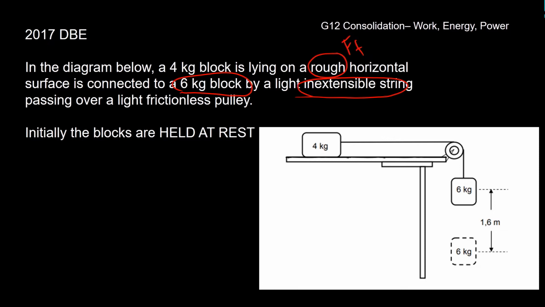And it's passing over a light frictionless pulley. So friction on this pulley is going to be ignored. Initially, the blocks are held at rest. That's important information. It means that the initial speed of this 4 kilogram block is 0, and the initial speed or velocity of the 6 kilogram block is 0.